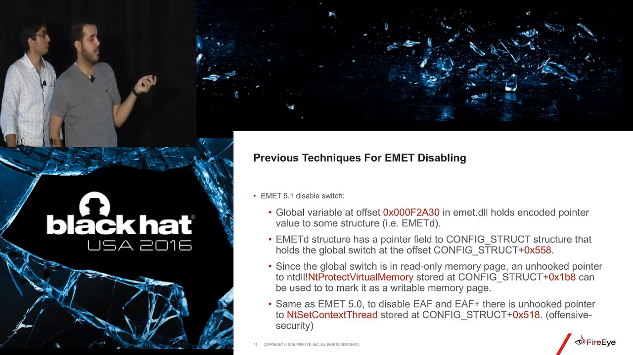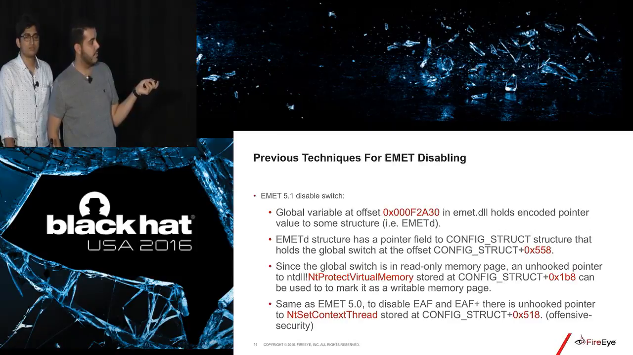For EMET 5.1, the same thing happened again, but this time the large global variable was set on read-only memory instead of writable memory. But they found there is an unhooked pointer to NtProtectVirtualMemory, and they used this unhooked pointer to that API to mark this page as writable, and then they carried out the same attack the same way.